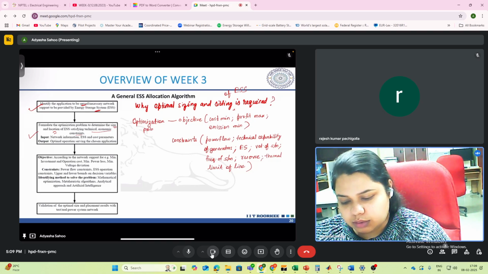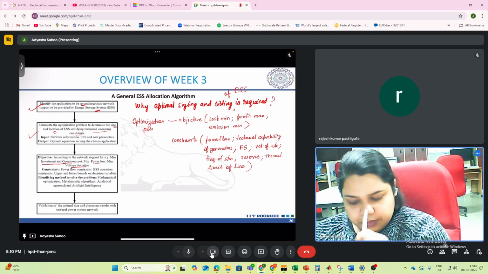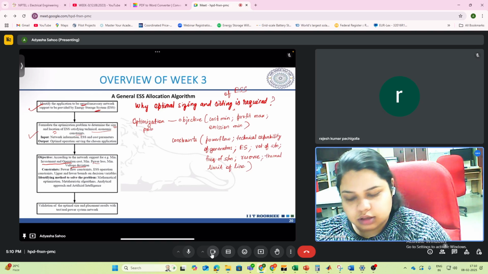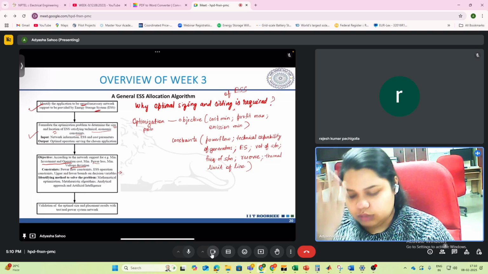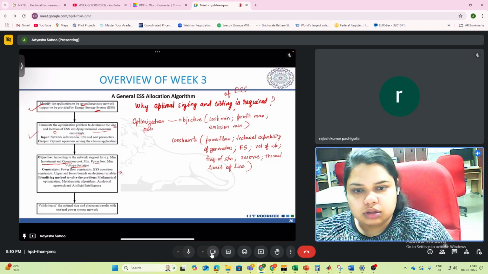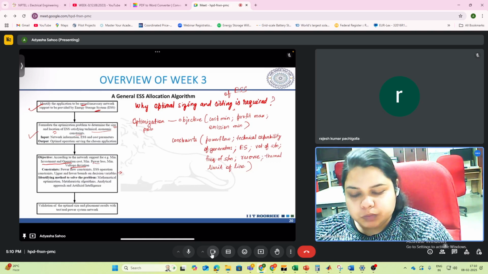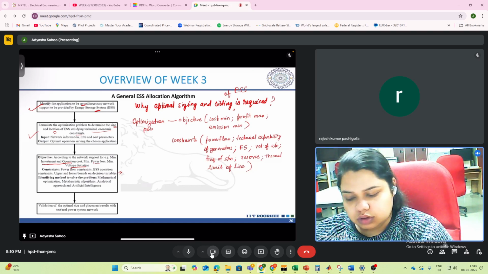So here you see some examples of objectives given, such as minimize the investment and operation cost, minimize the losses in the system, or minimize the voltage deviation. Then constraints are power flow constraints, energy storage operation constraints, and upper and lower bounds on decision variables. So this is nothing but the upper and lower bounds on the voltage, frequency, active power generated by the generators, by the renewable energy sources, the bounds on the power flow through the lines, so those all.